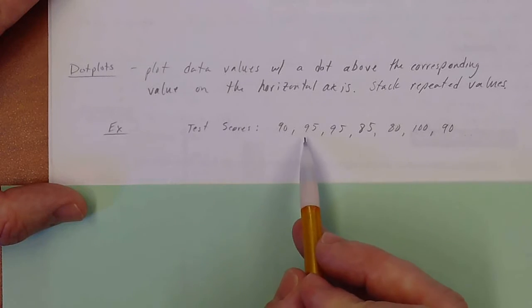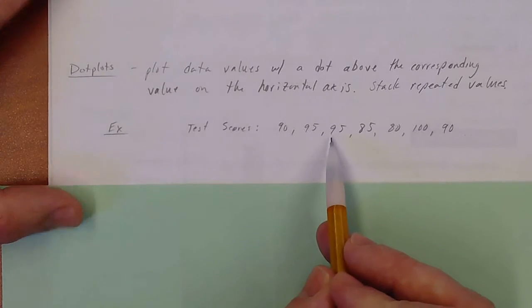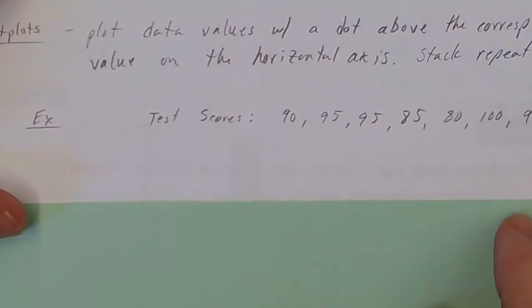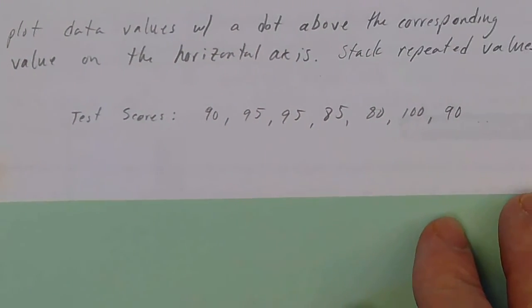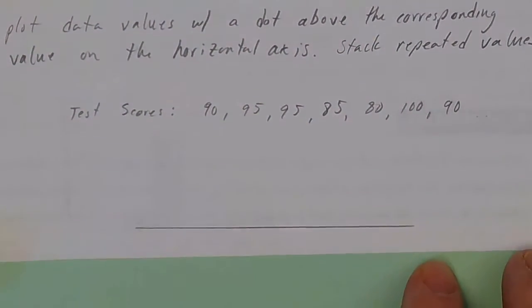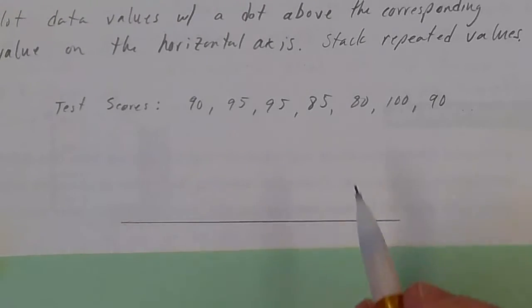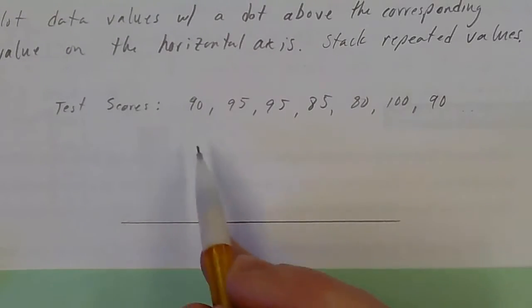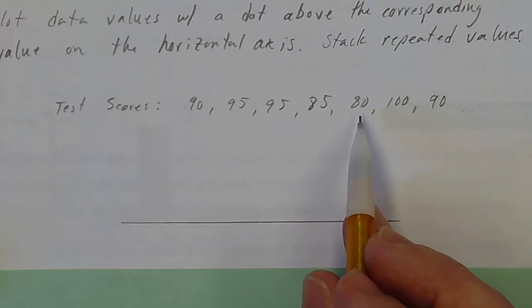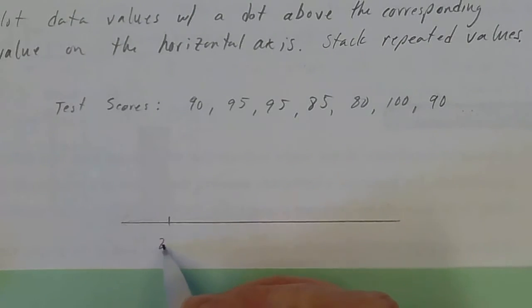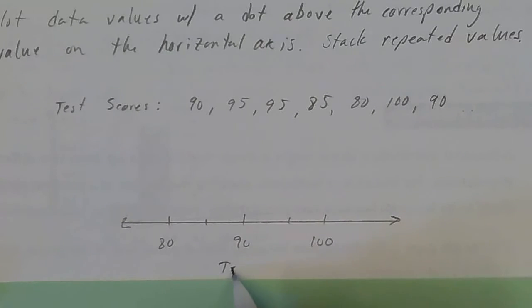Let's just say I've got a collection of test scores, like this. So you create a number line. You look at your range of values to get something suitable. 80 to 100 is all I need, so I'm just going to go every 5: 80, 85, 90, 95, 100. Try to space it out evenly on your scale, and then put your data down here. These are test scores.